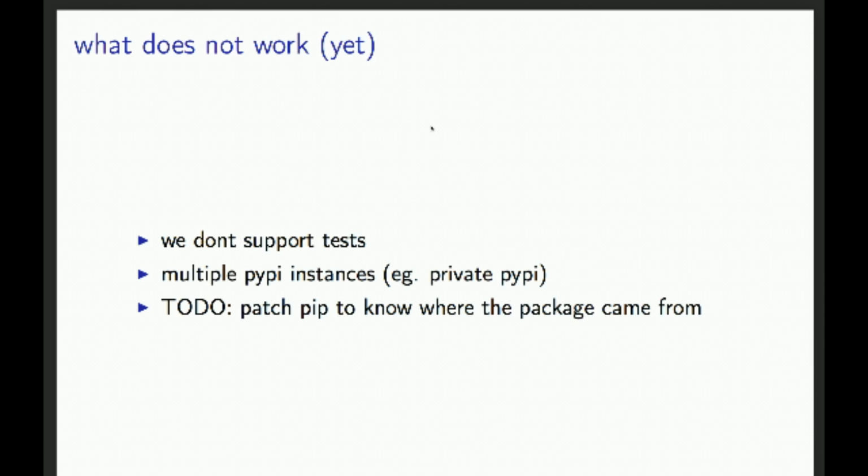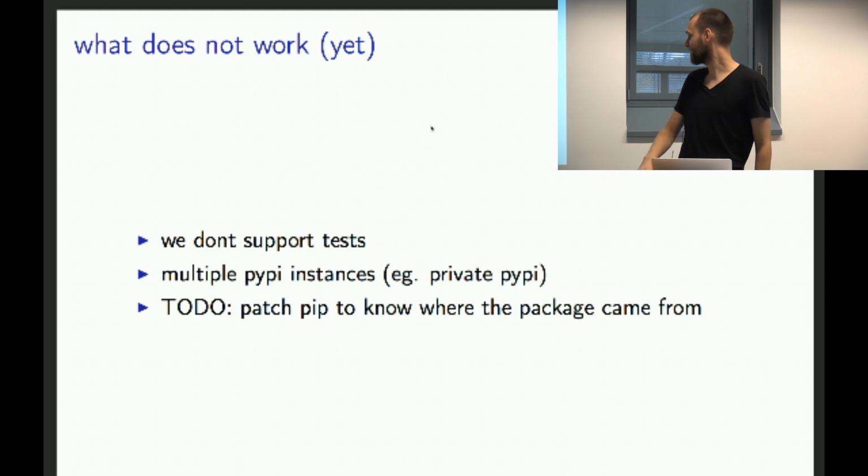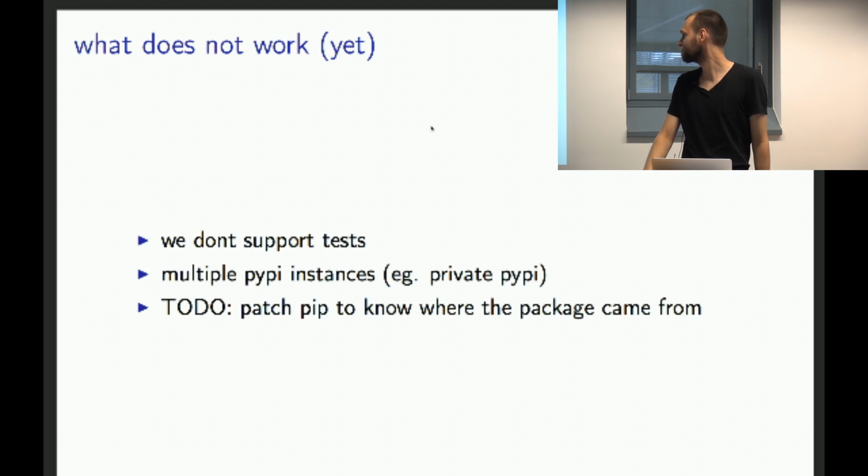Okay, so now you've seen what works. You've seen that we can generate Python environments and that we can use them, but there's a lot of stuff that doesn't work for now. And this is especially tests. This is a big issue because we really have to support tests to make this a viable option, maybe to use for Nix packages, and even not, this is just necessary if you want to use this in production.